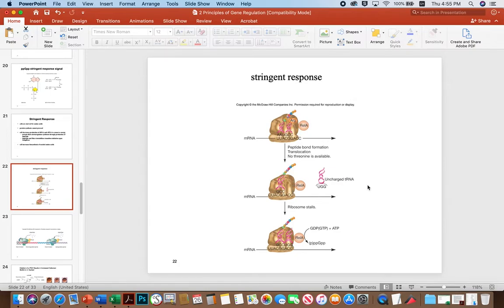And so imagine it's a threonine. This is the codon for threonine, and there is no threonine. And so you have uncharged tRNAs that are not loaded with threonine. And as a result, that stalling of the ribosome would attract RelA to bind, and then RelA would activate the stringent response, the ppGpp response.